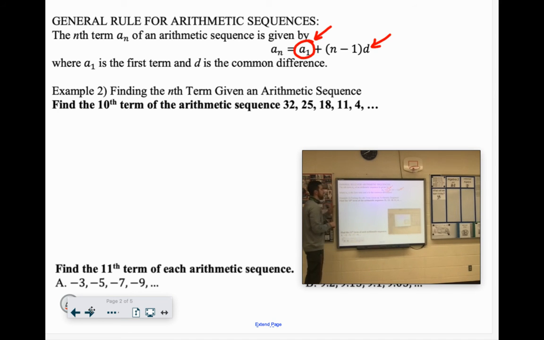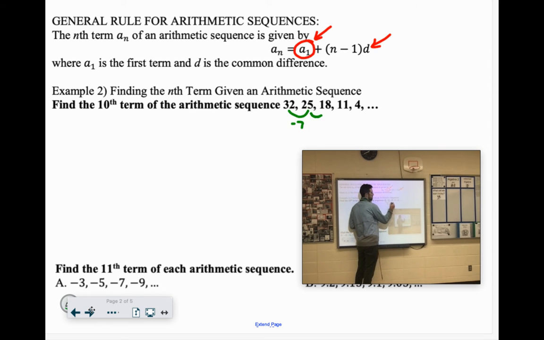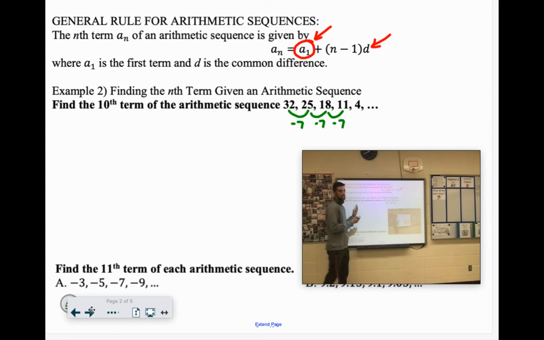So find the 10th term of the arithmetic sequence 32, 25, 18, 11, and 4. So figure out the pattern first. I see that it's going down 7 each time. Now, if it just said the 10th term, you can keep that pattern going until you find the 10th number. That's a good backup. But if I said find the 7,001st term of this sequence, that would take a while. So it's better to just know the formula for this.